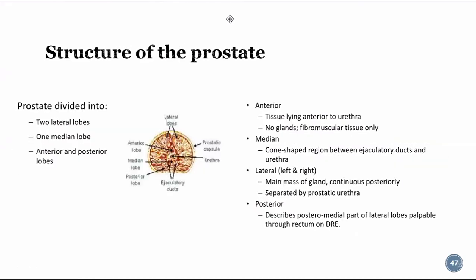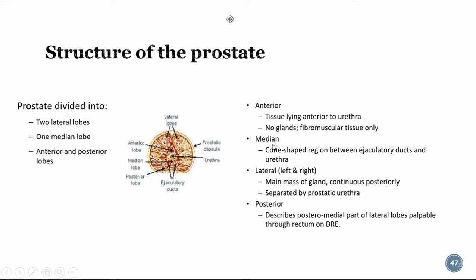The structure of the prostate. The prostate is divided into two lateral lobes, one median lobe, one anterior, and one posterior lobe. For your anterior lobe, the tissue lying anterior to the urethra, this is the small part here. This is your urethra in the midline. This is your anterior lobe. We have no glands here. It's only composed of fibromuscular tissue.